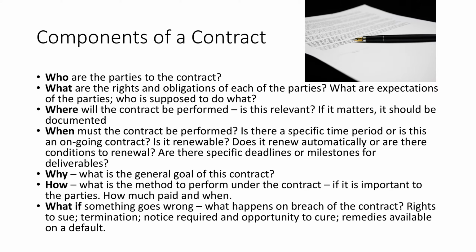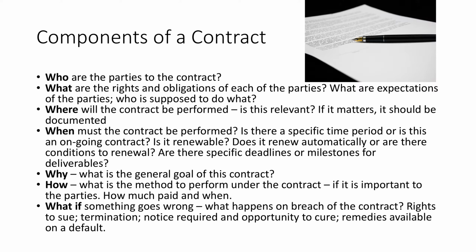So what are the key components to a contract? Well, I like to think of it as the who, what, when, where, and how kind of thought process. So who? Well, the first part of the contract is going to define that. Who are the parties to this contract? And what are the rights and obligations of each of the parties? What are the expectations of the parties? And who is supposed to do what? Generally the body of the contract is going to define that.